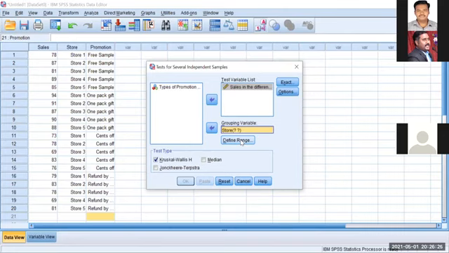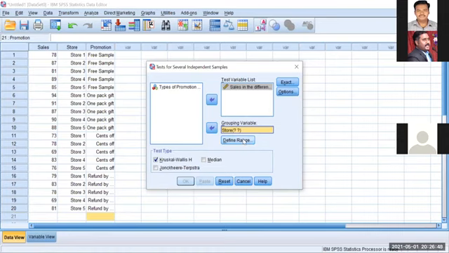But no, not more than 2. If you have more than 2, you cannot do the Mann-Whitney test. That's why they have mentioned that Kruskal-Wallis you have to do. So after selecting this grouping variable, see this OK button will not be enabled. Again, it is disabled. So what you have to do is define the range here. Defining the value is different, defining the range is different.